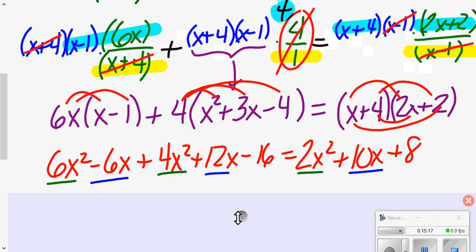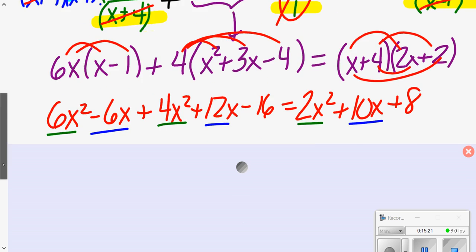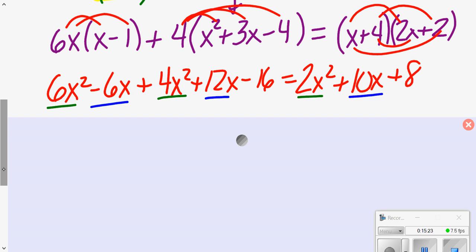Okay, this is what I got. All the stuff in red is what I got from distributing. Distributing 6x, distributing the 4, and then doing FOIL on the other side. You might have 8x plus 2x instead of my 10x. That's fine. No big.